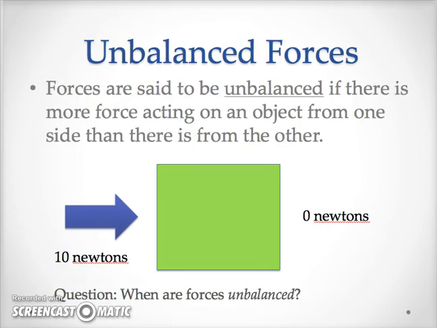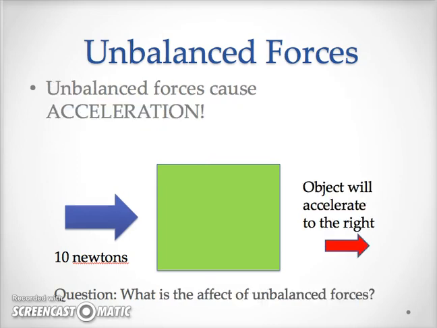It's the unbalanced forces that affect the motion of an object. For example, if only one person is pushing on the box with a force of 10 newtons and there's nothing on the opposite side, then the forces are said to be unbalanced if there is more force acting on an object from one side than another. Unbalanced forces cause an object to accelerate. Since there is more force on this side, this object will accelerate to the right.